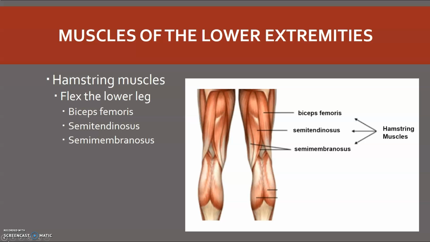Next, you have your hamstring muscles. So remember that your quadriceps muscles are located on the front of the thigh, or anterior part of the thigh, while your hamstring muscles are located on the posterior or backside of the thigh. And it consists of three muscles. You have what's called your biceps femoris, your semitendinosus, and your semimembranosus. And those are the three muscles that make up the hamstring. Your hamstrings are strong muscles, and they play an important role in flexing or bending your lower leg.